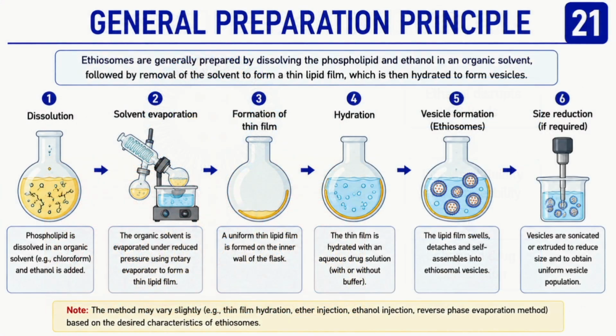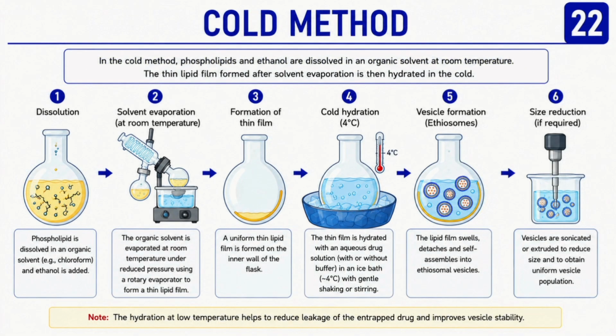Preparation, general principle. Ethosomes can be prepared using different techniques. The objective is to obtain vesicles with appropriate size, uniformity, deformability, drug entrapment, and stability. The most commonly discussed approaches include the cold method, hot method, and various mechanical dispersion approaches. Among these, the cold method is particularly useful because it avoids prolonged exposure of the formulation to high temperatures here. Let's now understand the cold method in detail.